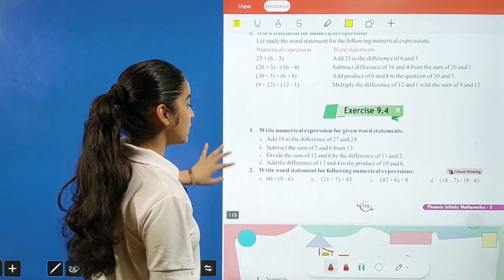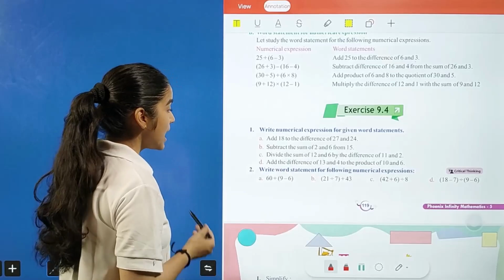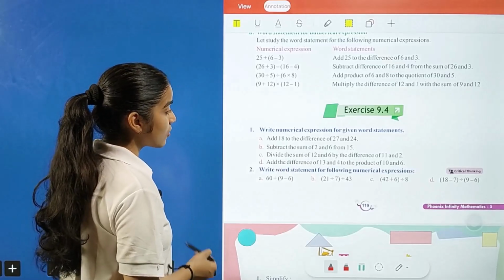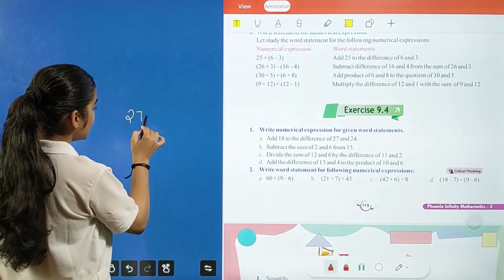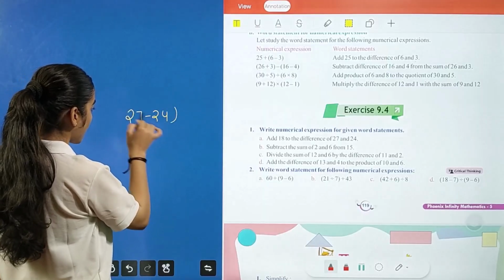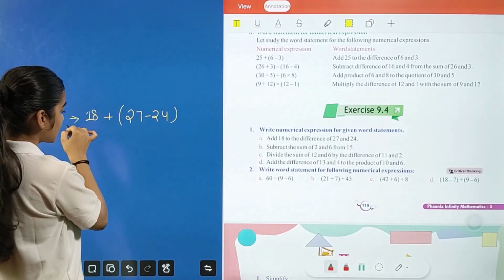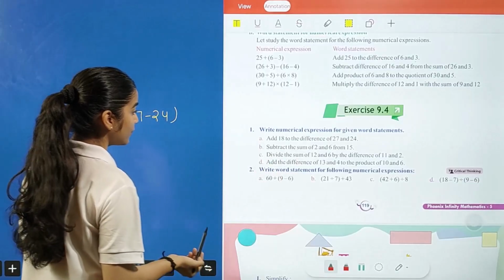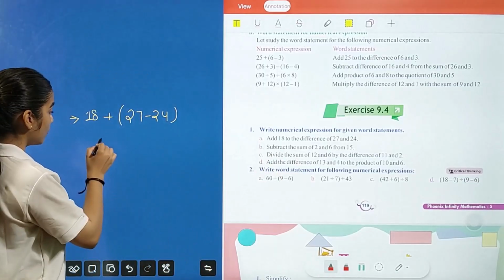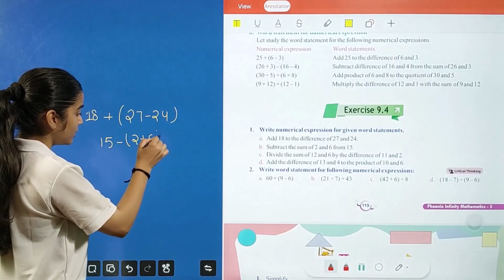Now we move forward to our exercise 9.4. Write numerical expressions for given word statements. Add 18 to the difference of 27 and 24. So the difference of 27 and 24 and then we have to add 18. So this is our statement. Subtract the sum of 2 and 6 from 15.